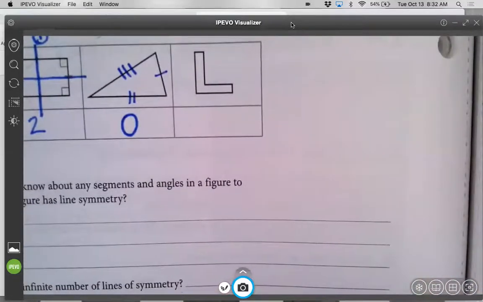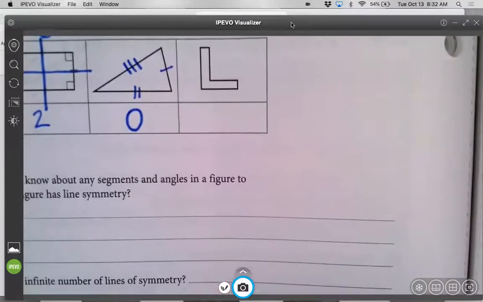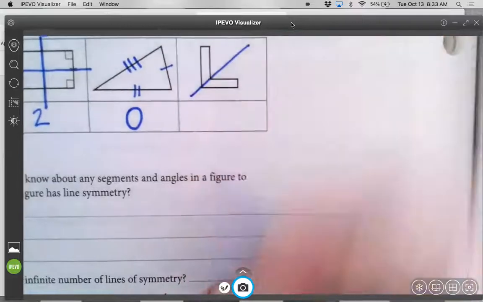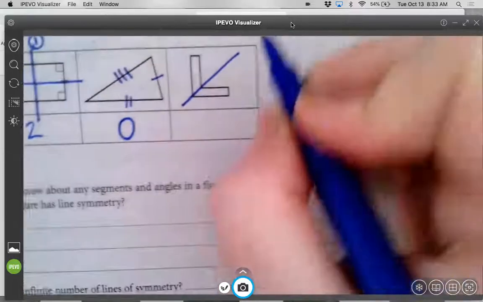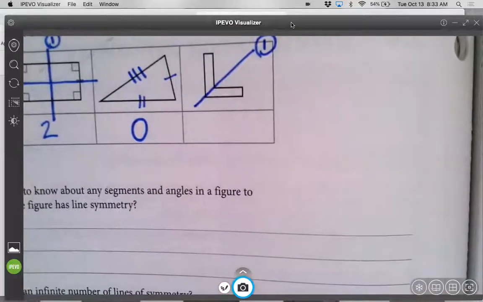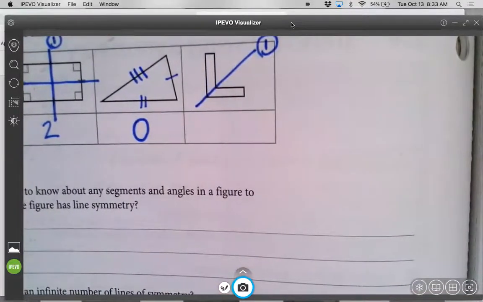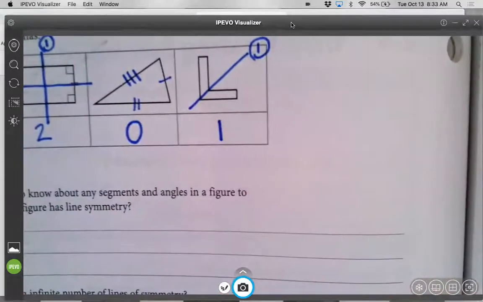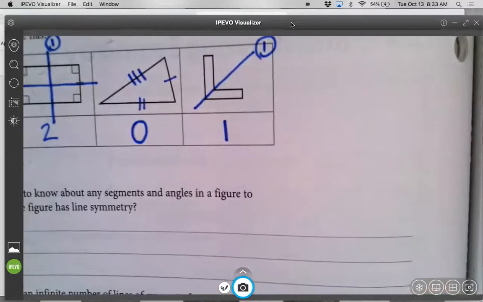There is a line of symmetry on the L shape. How would it go? Very good, corner to corner, just like that. Lines of symmetry do not have to be just vertical and horizontal. They can be diagonal at any angle at all. And this is an example of that. So this just has one line of symmetry. Any questions so far about lines of symmetry?